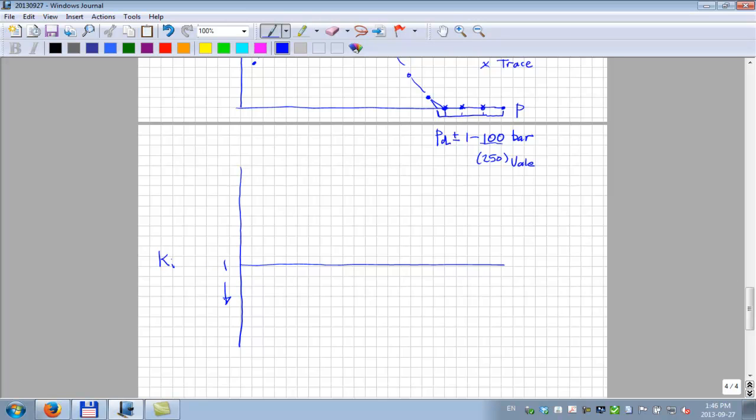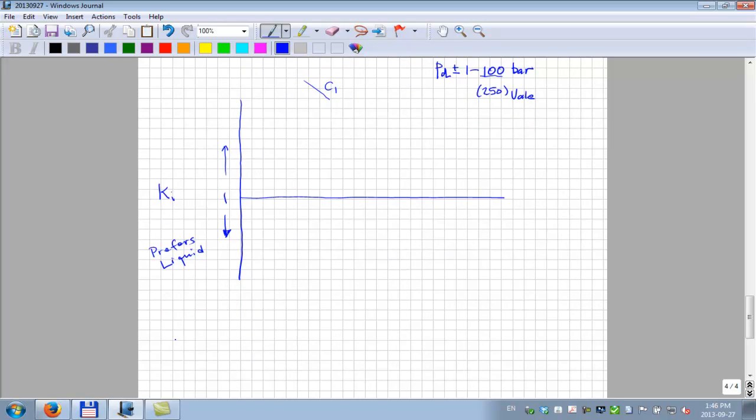If it's less than 1, that component prefers to be in the liquid. Remember, up here we had methane. If the K value is greater than 1, it always has a preference to be in the gas phase. But if it's less than 1, it prefers being in the liquid. We're talking about the heavy components forming liquid first, not methane, so we'll forget about methane up here.